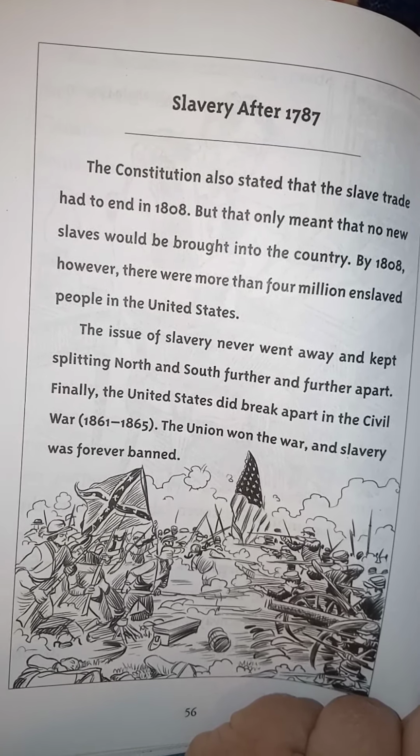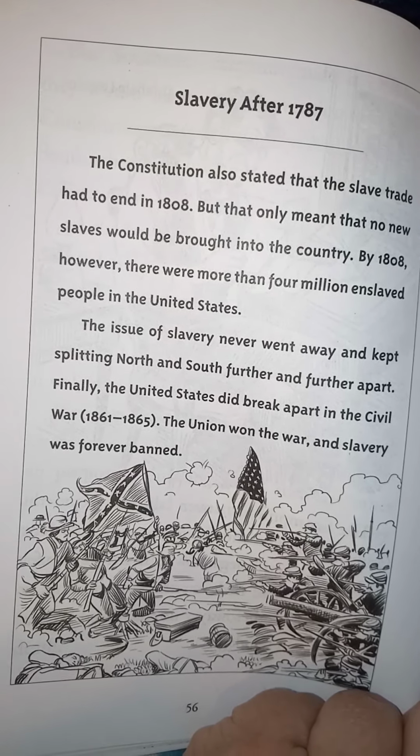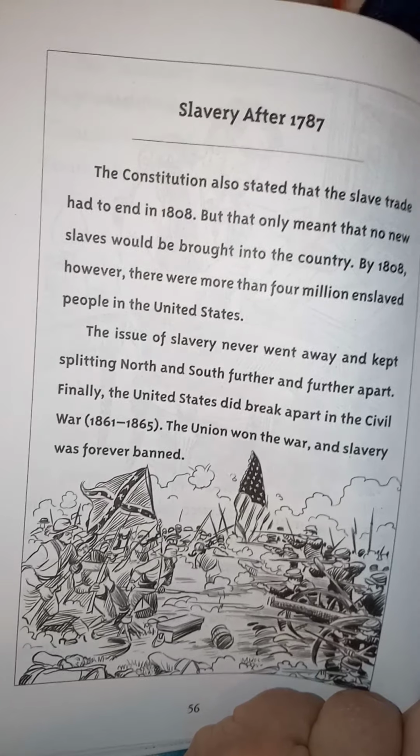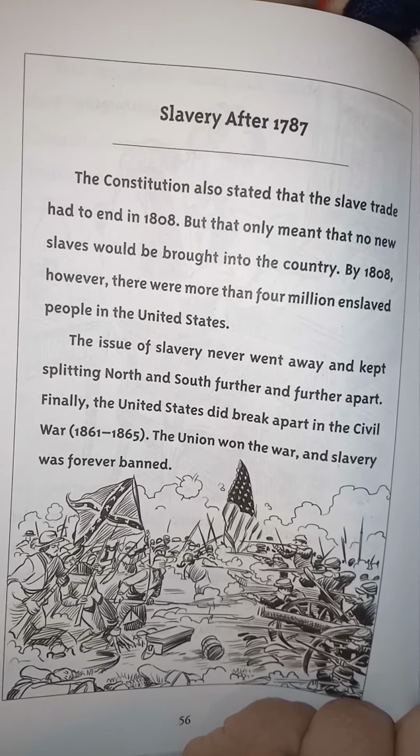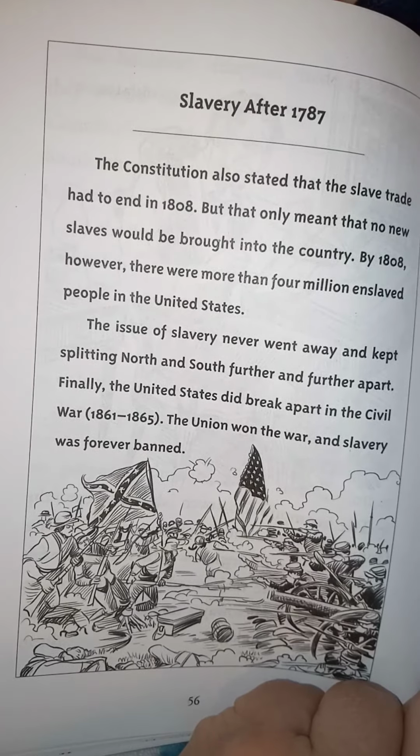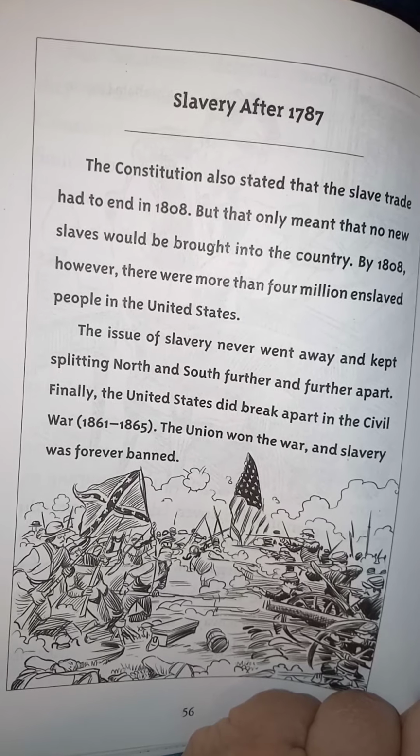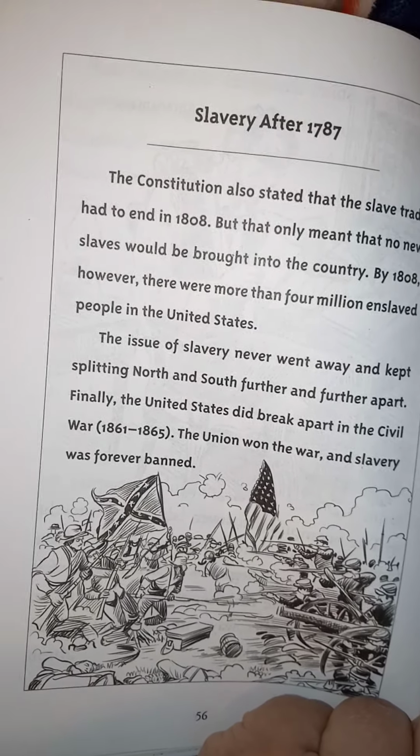The issue of slavery never went away, and kept splitting North and South further and further apart. Finally, the United States did break apart in the Civil War, which took place between 1861 and 1865. The Union won the war, and slavery was forever banned.